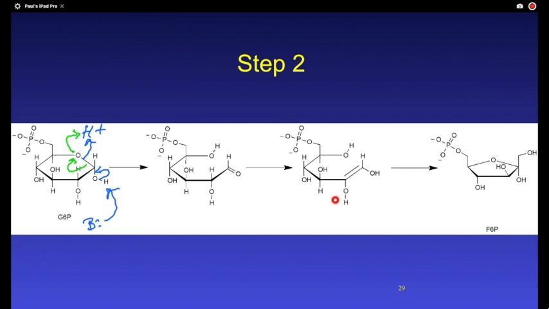Now, knowing that this is the intermediate, remember, what do I always have to use? A base and a proton, okay? And so I'm going to put the base here and the proton here. And so, remember, this is the first carbon, that is the second carbon. Now let's look at the first and second carbon over here. This is the first carbon and that is the second carbon.